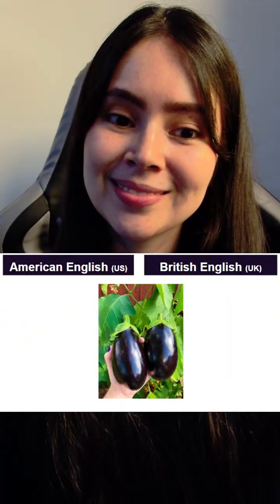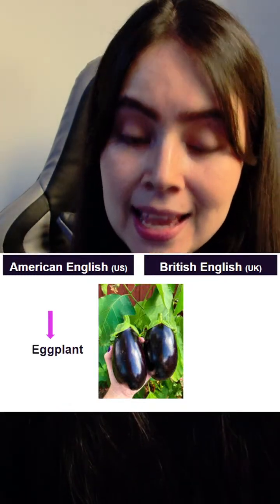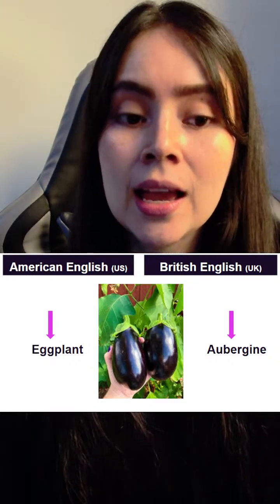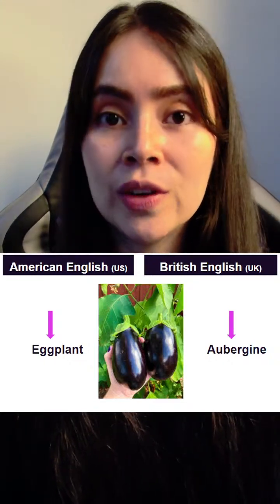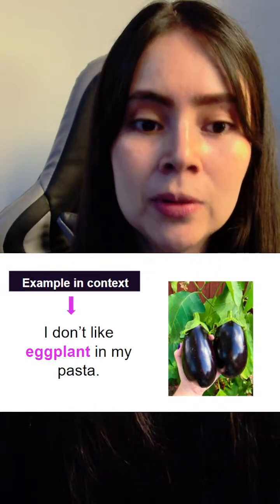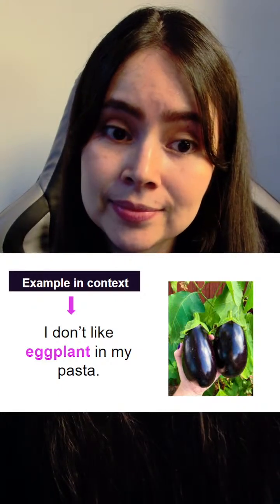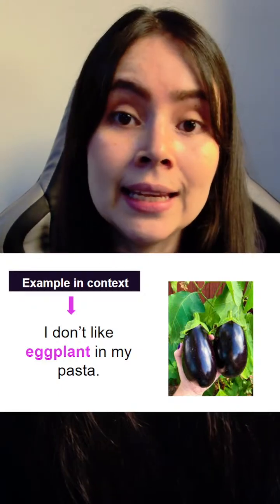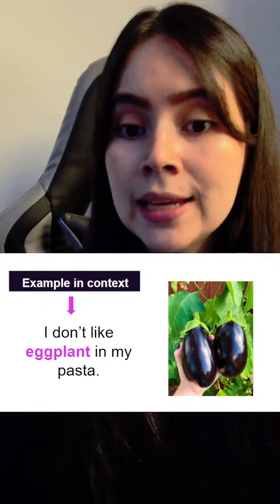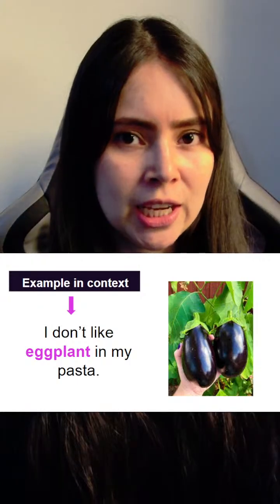This is eggplant, and the other way to say that is aubergine. Eggplant, aubergine. For example, I don't like eggplant in my pasta, or I don't like eating eggplants. I don't like aubergines. I don't like eating aubergines.